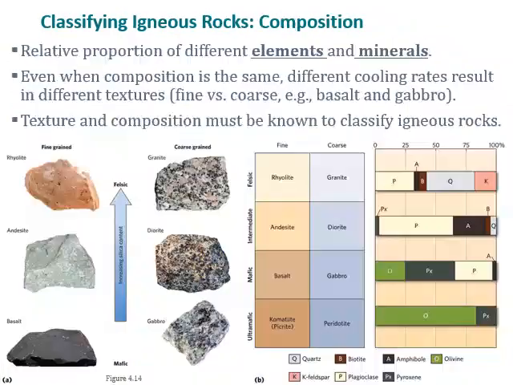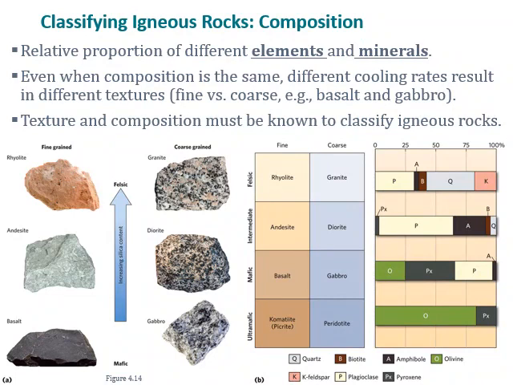In addition to texture, we need to understand the composition of igneous rocks to identify or classify them. Composition is the relative proportion of different elements and minerals in the rock. And even when composition is the same, different cooling rates result in different textures. For example, a fine versus a coarse rock of the same composition may be a basalt or a gabbro. Now, the basalt and gabbro are mafic rocks. This is true for ultramafic, intermediate, and felsic rocks as well.